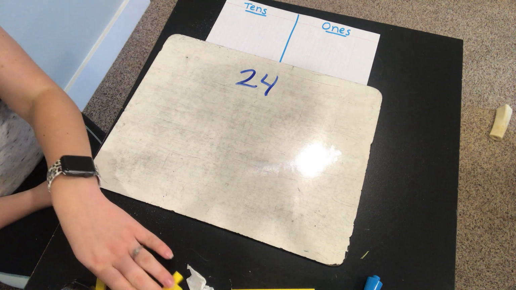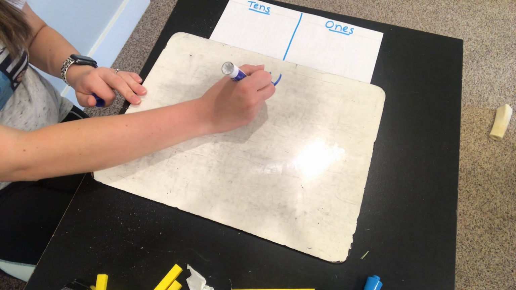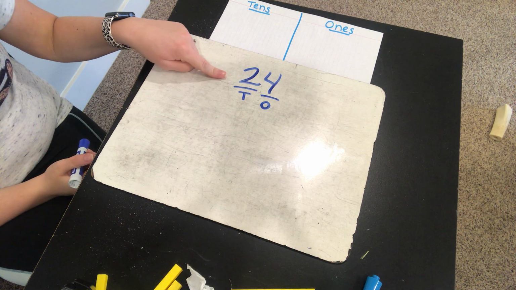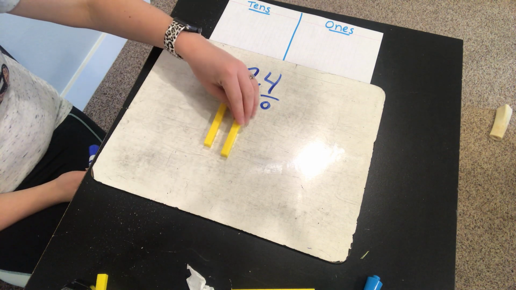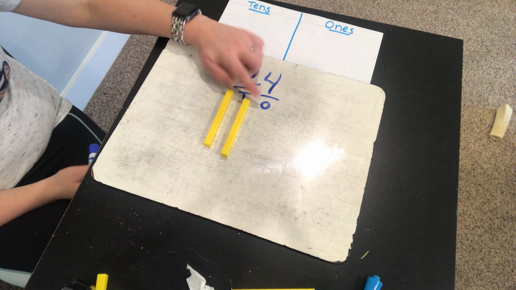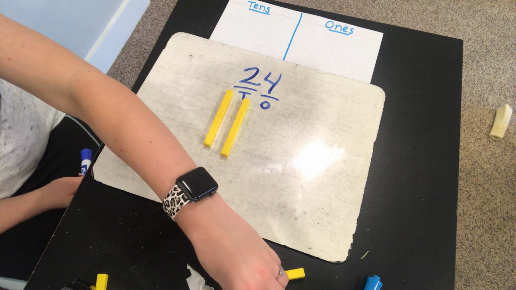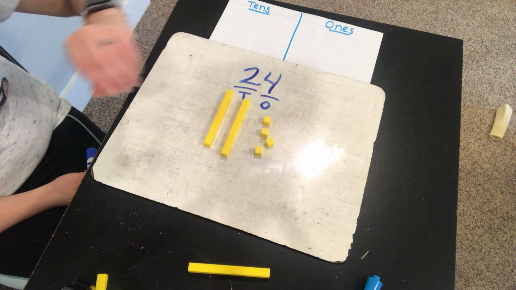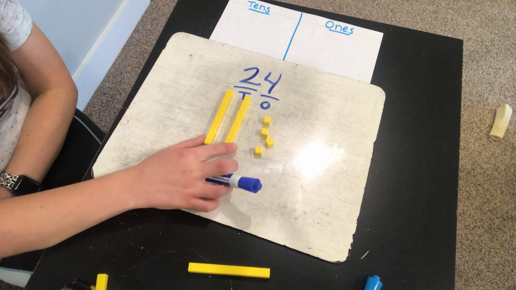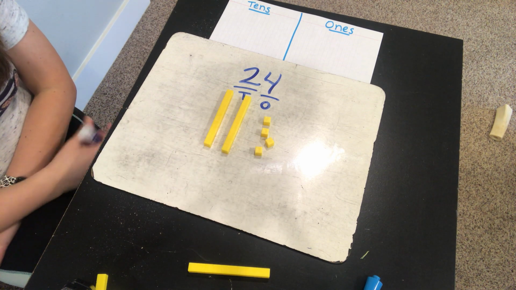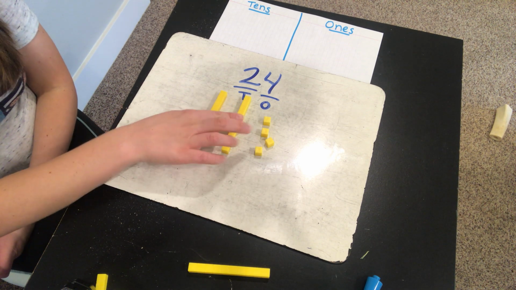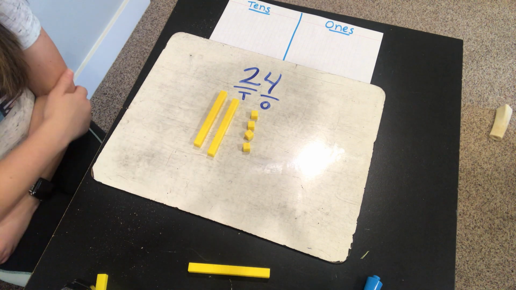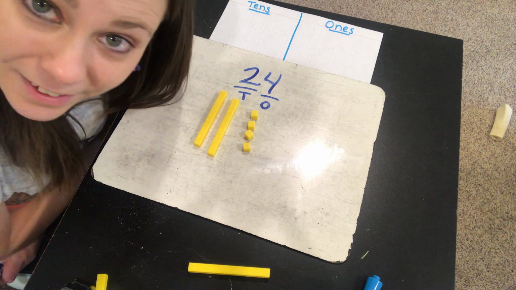Okay, to build 24, we have, remember, our 10s place and our 1s place. In the 10s place, there is a 2, which means we need 2 10s. And in the 1s place, there's a 4, which means we need 4 1s. So, to build 24, you should have 2 10s and 4 1s. And then we can count to check. 10, 20, 21, 22, 23, 24. All right, did you get the challenge? How'd you do?